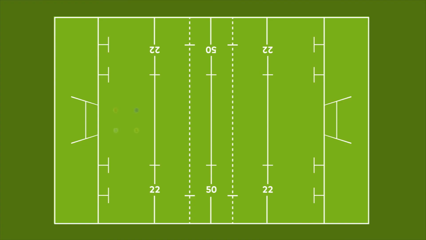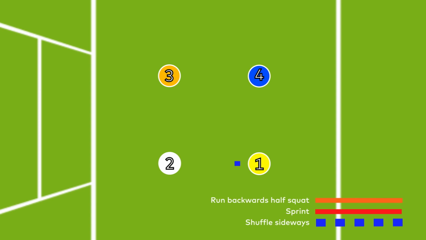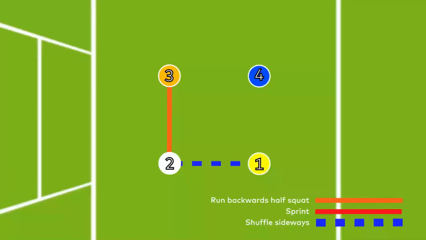This is a change of direction drill. Place 4 cones in a 3x3 meter square. Now shuffle from the first to the second. Keep your center of gravity low. From the second to the third, you'll run backwards in a half squat position, still keeping your center of gravity low. Sprint from the third to the first cone. And now you run backwards again from the first to the fourth, sprinting forward to the second cone, and finally shuffling back to the first cone.